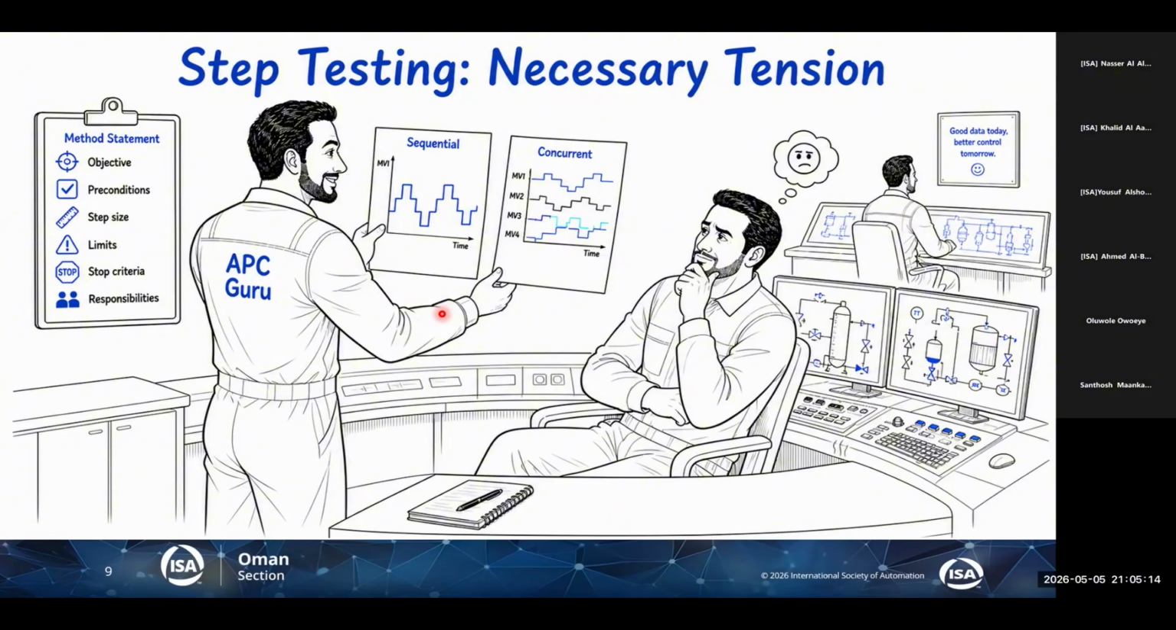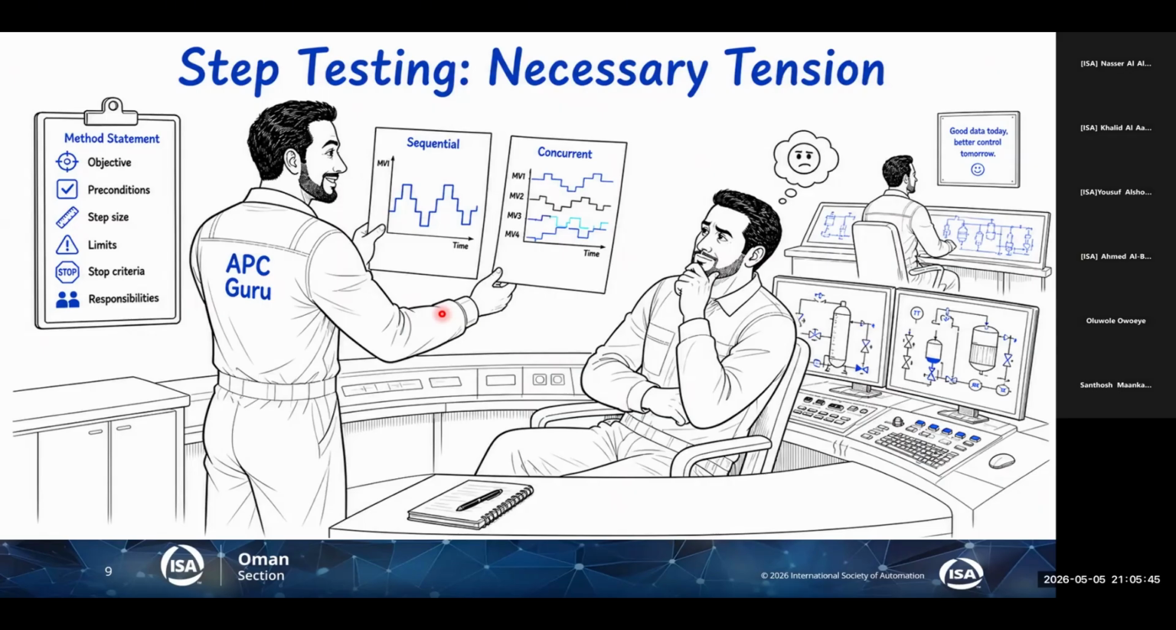It's like you are telling him, please allow me to disturb your stable plant today. Please allow me to give you a headache. Please allow me to ruin your shift day. The APC engineer needs data, but the operator's responsibility is different. He should make sure it's safe. There is stable operation. Stable is good. The APC guru says, no, excitation is good today. Due to this reason, the method statement is very important.